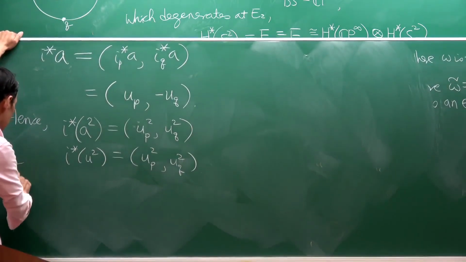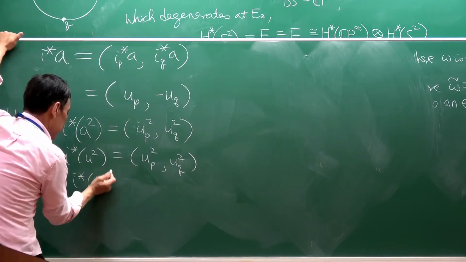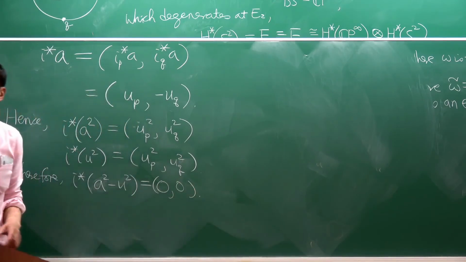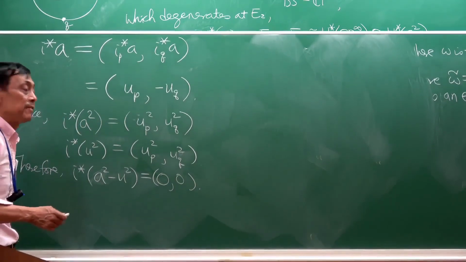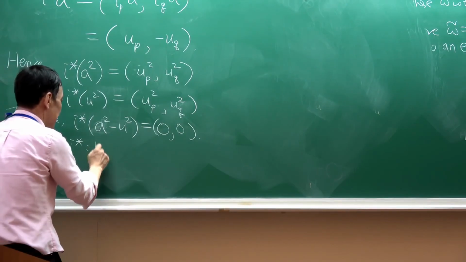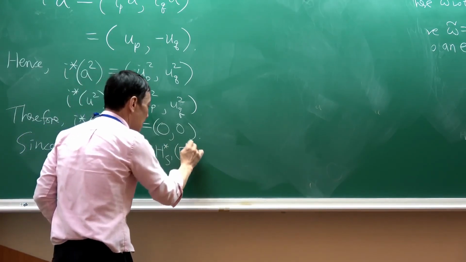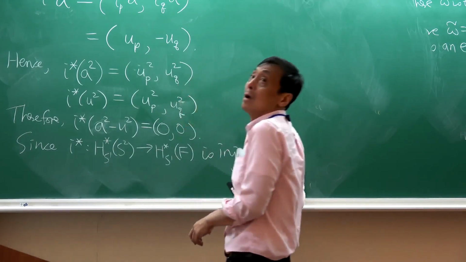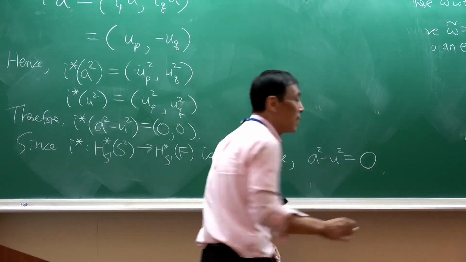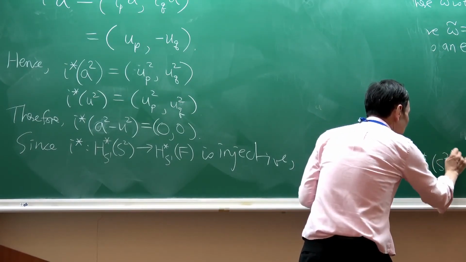And so therefore, I star of A squared minus U squared is 0. Okay? And since I star is injective, A squared minus U squared is 0 in the equivariant cohomology ring of S2.